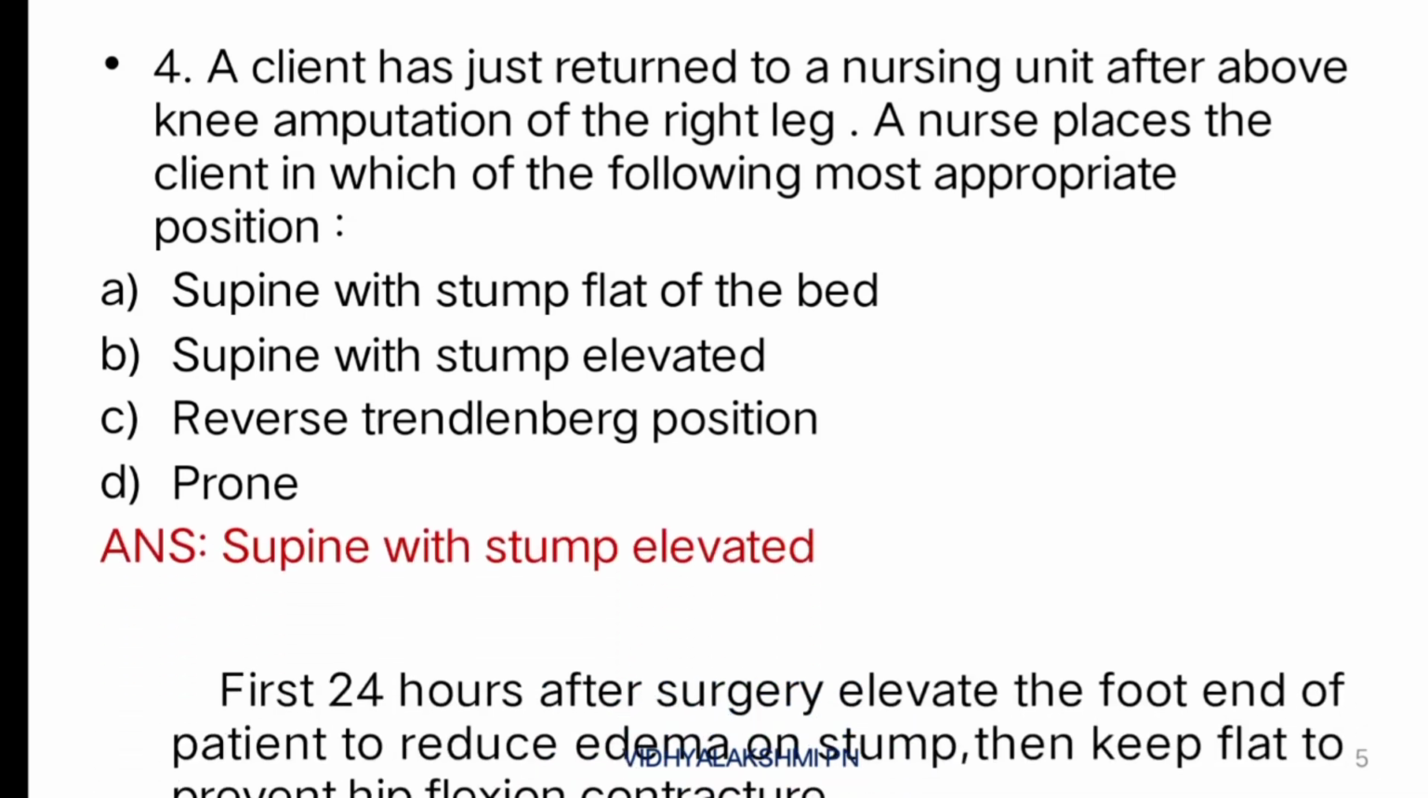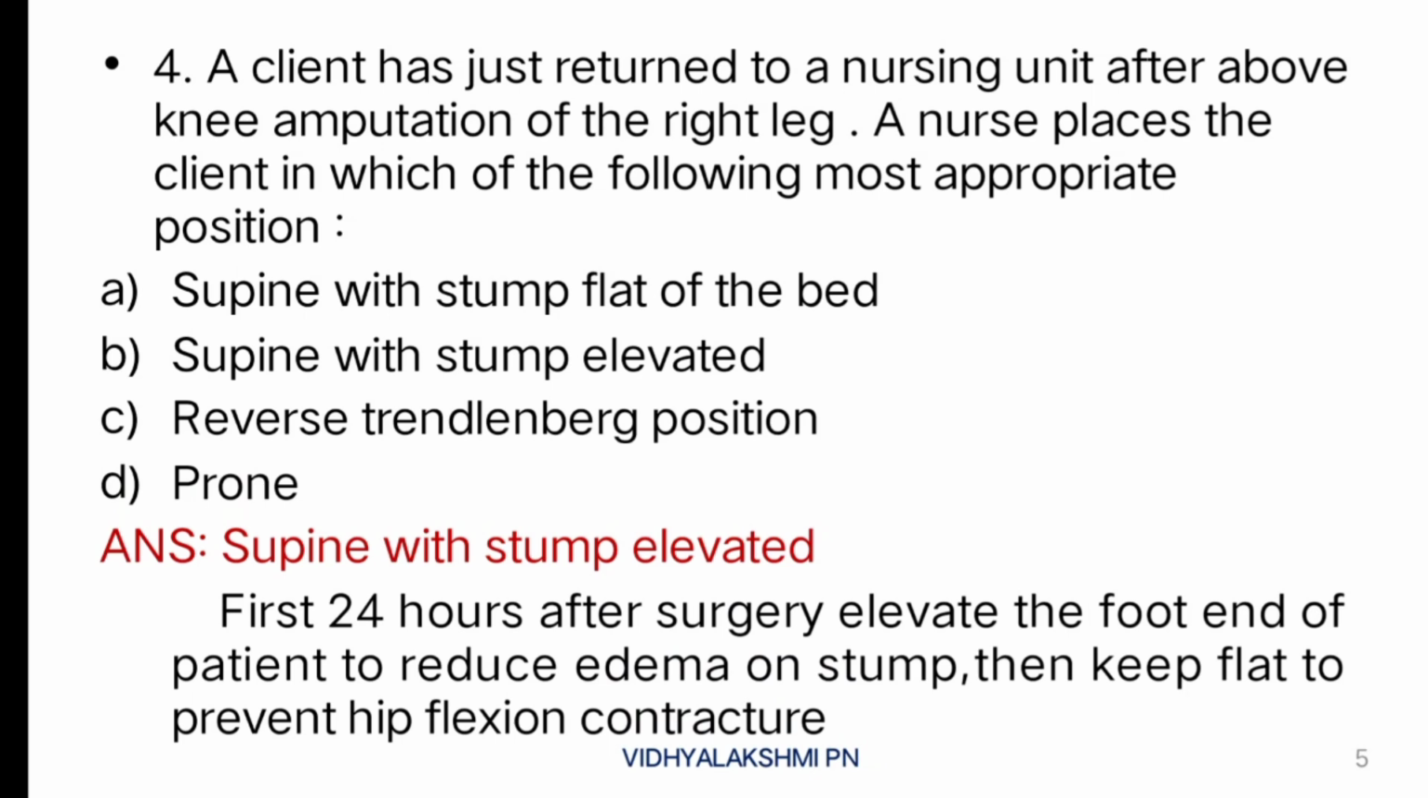For the first 24 hours we have to give that position. After 24 to 48 hours only, we have to provide a flat position to prevent hip flexion contracture, because for the first 24 hours we have kept the elevation of the stump. So after 24 hours we have to keep it in a flat position to prevent hip flexion contracture.